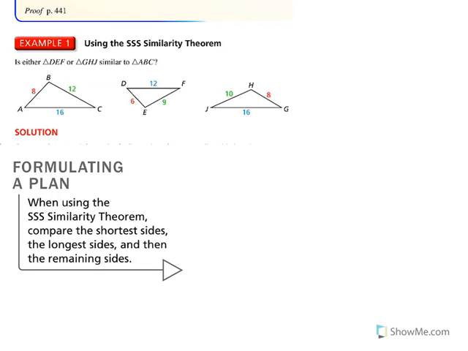So let's try our first example. It says using the side-side-side similarity theorem is either triangle DEF or triangle GHJ similar to ABC. So formulating a plan. When using the side-side-side similarity theorem, compare the shortest sides and the longest sides and then the remaining sides. So we're going to start with the shortest side.